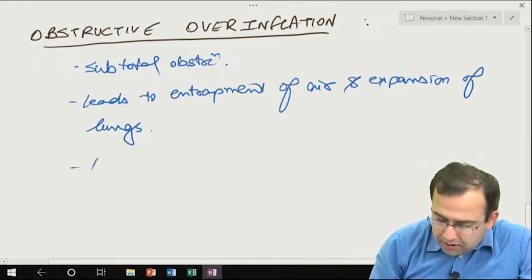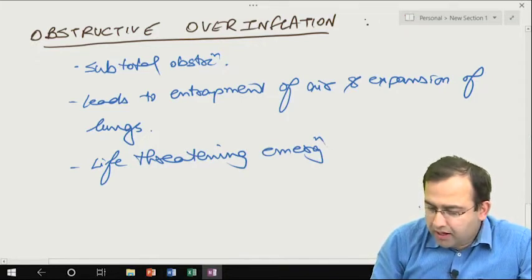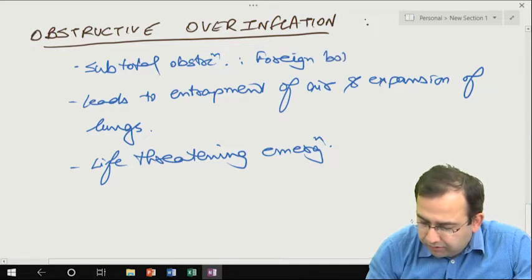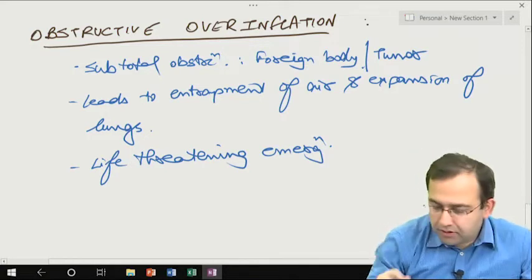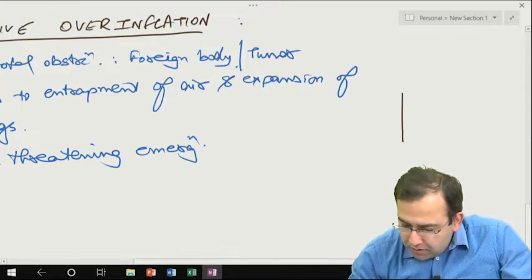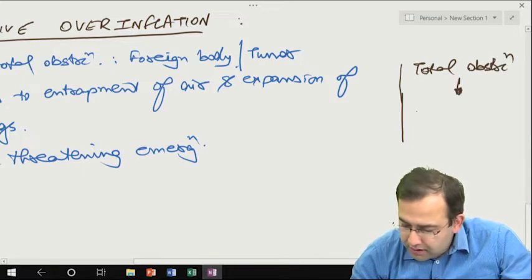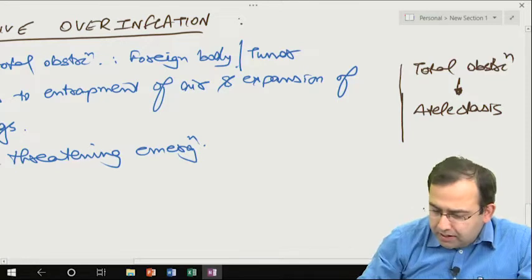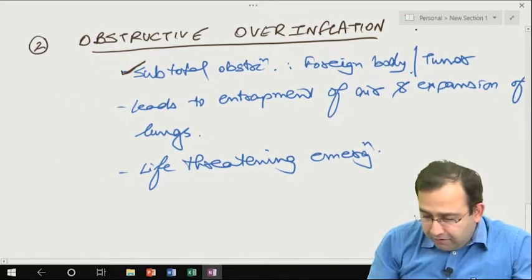Next point. This is a life-threatening emergency. And why is subtotal obstruction occurring? Either because of a foreign body or a tumor. Now, point to be noted here is total obstruction. Put a line on the side and then write total obstruction of airways. Total obstruction of airways is associated with atelectasis, that is collapse of the lung, whereas partial obstruction of the airways is associated with emphysema. Very important difference.